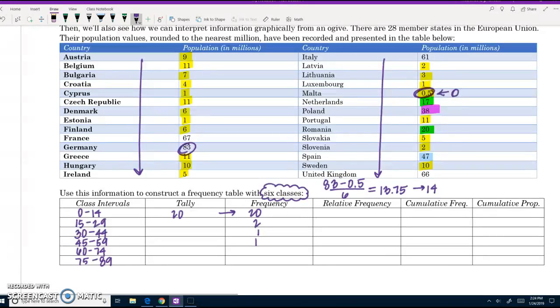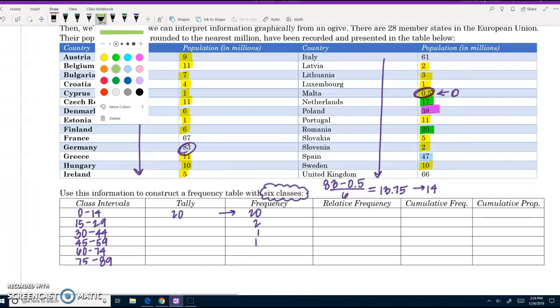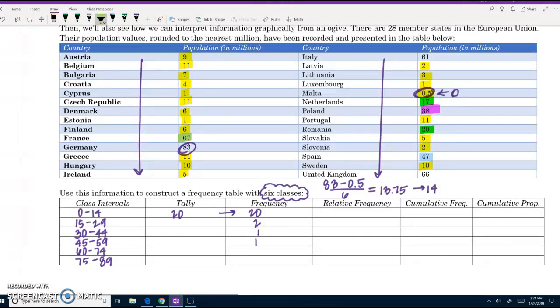Then we've got the 60 to 74. So who fits into that category? We've got France coming in with 67, Italy with 61, and the UK with 66. So it looks like we've got 3 of those. And then the only one in between 75 to 89 was our largest country, Germany. So there's one there. Then, like we've talked about before, you guys, it's a good idea to make sure that they add up to the value that you're looking for. So here, 20 plus 2 is 22, 23, 24, and then 27, 28.